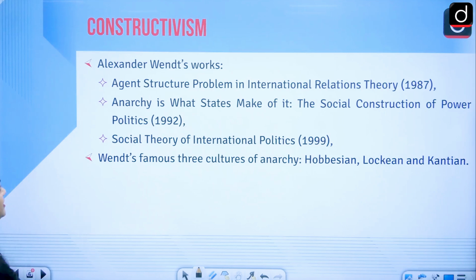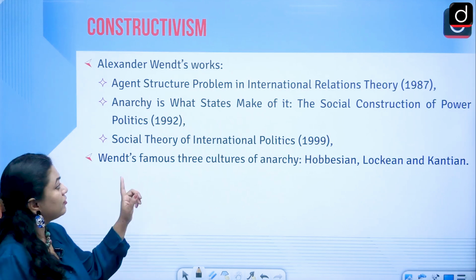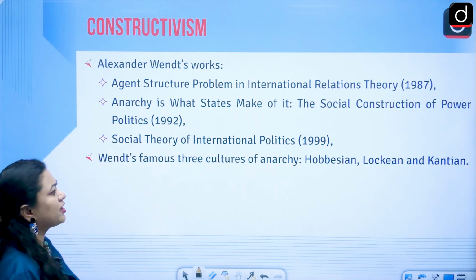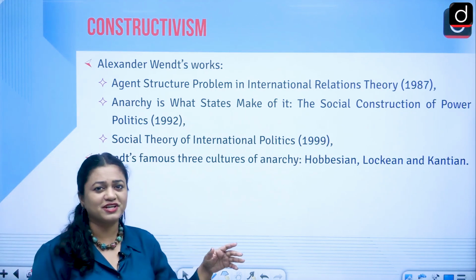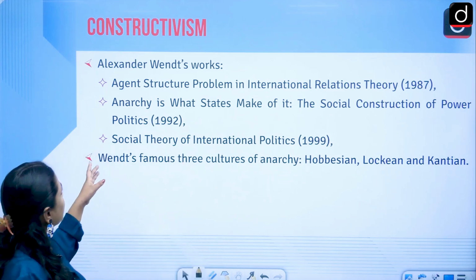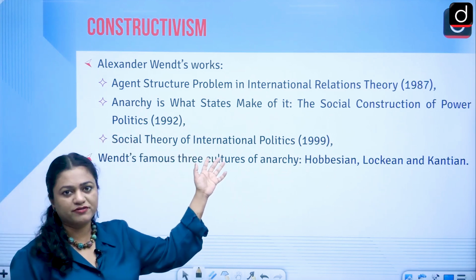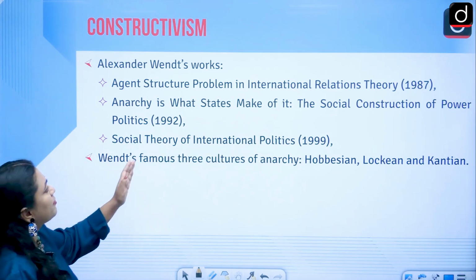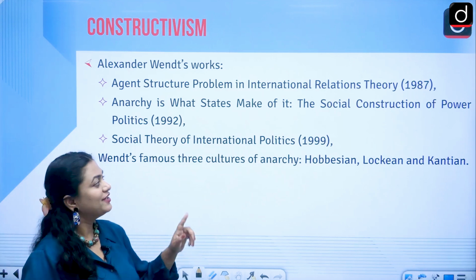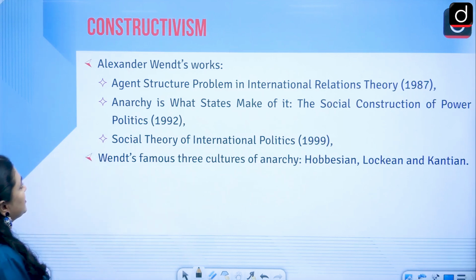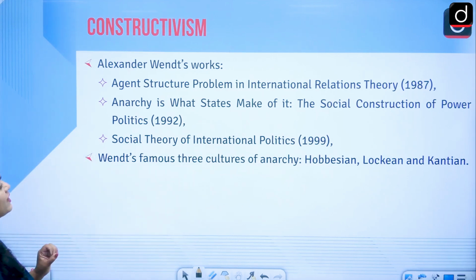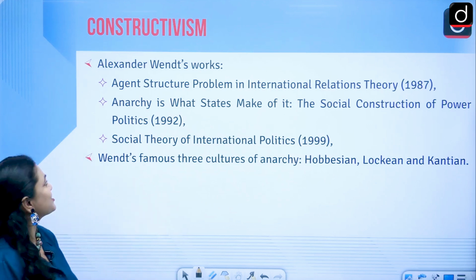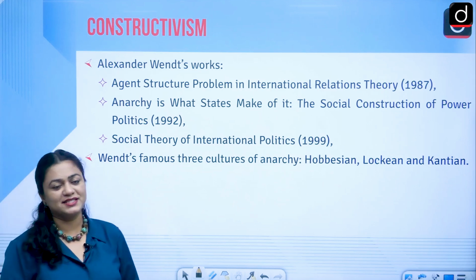Now, Alexander Wendt's works are very important, okay? Please note down the names of each work, because when I attempted my UGC NET examination, I remember one question did come from Wendt, the identification of a book, from that section. So: Agent-Structure Problem in International Relations Theory, published in 1987. Anarchy Is What States Make of It: The Social Construction of Power Politics, published in 1992.